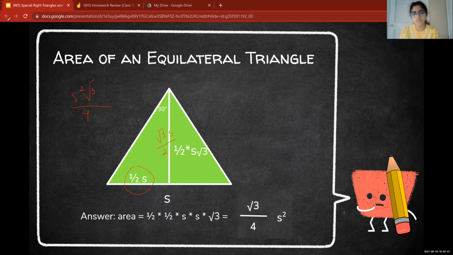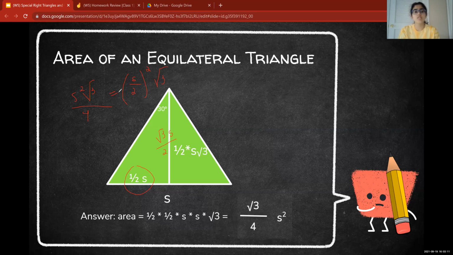So you can see radical 3 over 4 s squared, right? And sometimes this can also be written as s, where s is the side length of this equilateral triangle, divided by 2, that whole thing squared multiplied by radical 3. Because if you open this up, you'll get s squared over 4 times radical 3, which is just equal to what we have earlier, right? So we can write this as the side length divided by 2, that whole thing squared times radical 3. Or we can do the side squared multiplied by radical 3 divided by 4 and get the same answer.